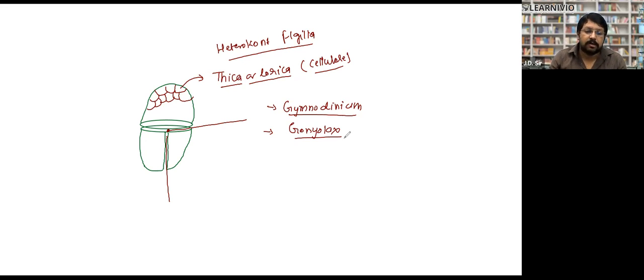Full stop. Next point. Gonyaulax produces or emits light, and this phenomenon is called bioluminescence. So that is emission of light, biologically emission of light.